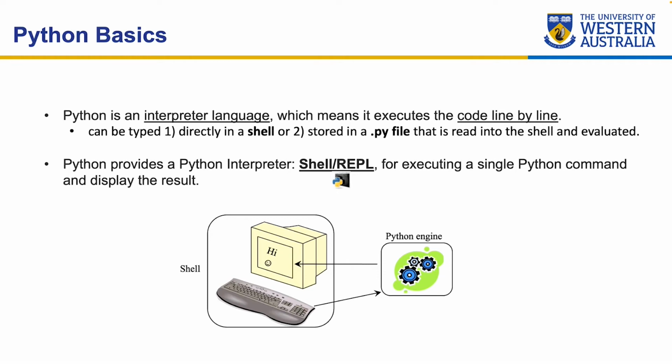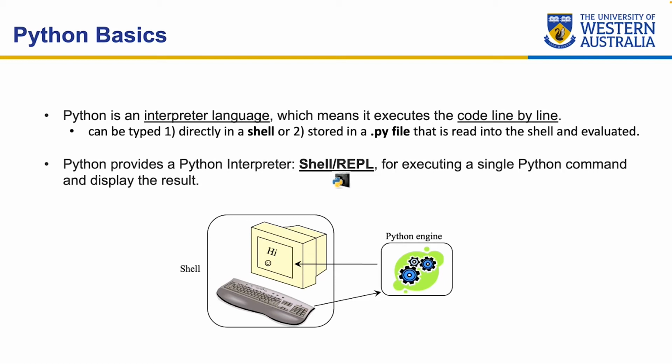Okay? And the Python code can be written directly into a shell, we'll show you what a shell is shortly, or stored inside a file that's dedicated to Python. The extension is .py. Like on Windows, the executable files are .exe, or text files are .txt, things like that. So Python is .py, okay?